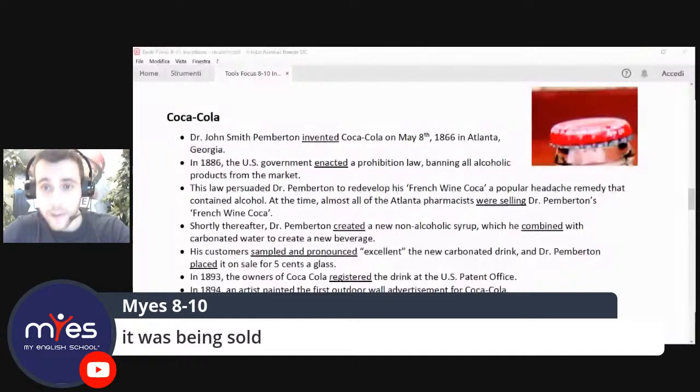And then the last one, Daniela: in 1955, they began packaging Coca-Cola in cans. In that case, I would say: in 1955, Coca-Cola began being packaged in cans.